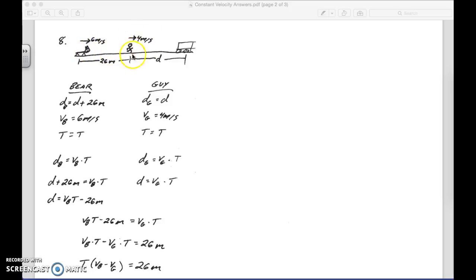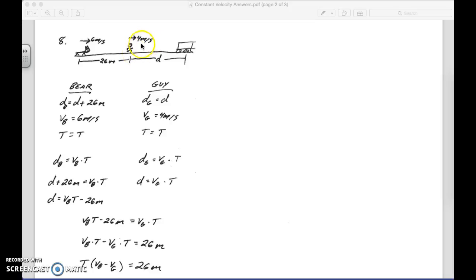Because after 1 second, the guy's gone 4, the bear's gone 6. After 2 seconds, he's gone 8, the bear's gone 12. So every second, the bear is getting 2 meters closer to the guy. So how many seconds would it take for the bear to catch up 26 meters? Well, if it's 2 meters every second, then half of the distance is 13, so it would take 13 seconds. Okay? So after 13 seconds, the bear will have caught the guy, which means the guy cannot possibly have to run for longer than 13 seconds or he will get eaten.